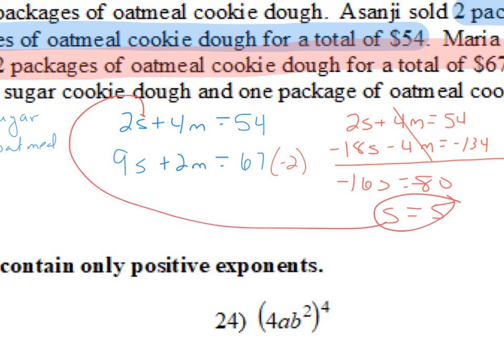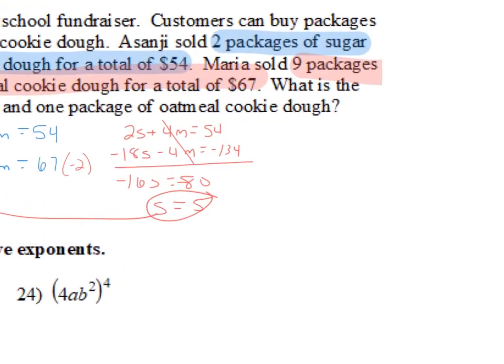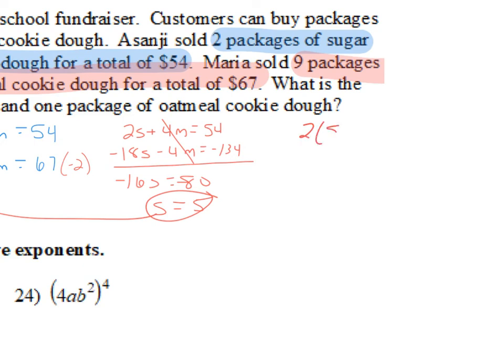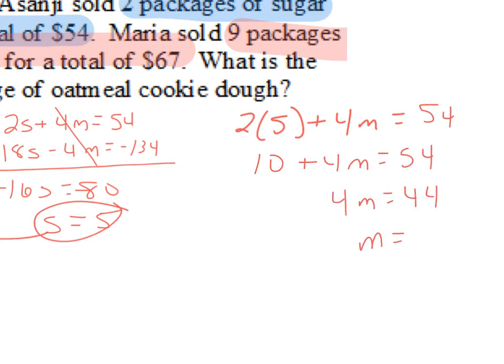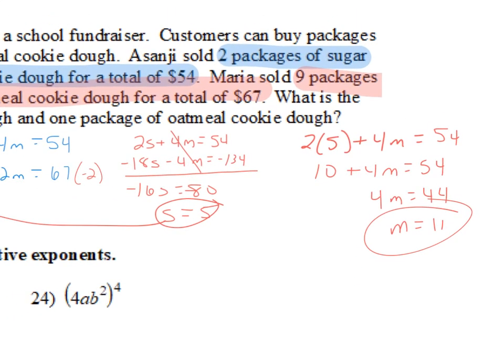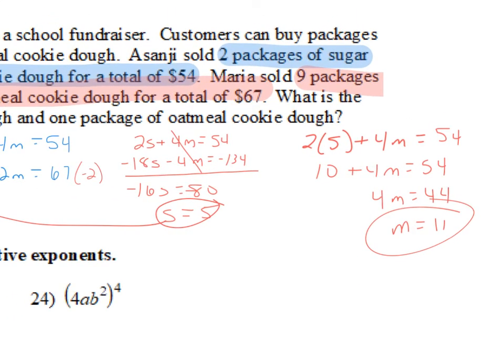All right, so now take this and plug it back in. I'm just going to do the top one, but it doesn't matter. So I get 2 times 5 plus 4m equals 54. So again, this would be 10. Subtract the 10 over and get 44, and divide and get 11. All right, so that means sugar cookies will cost $5 and oatmeal cookies will cost $11.